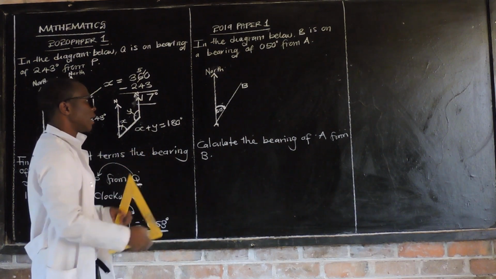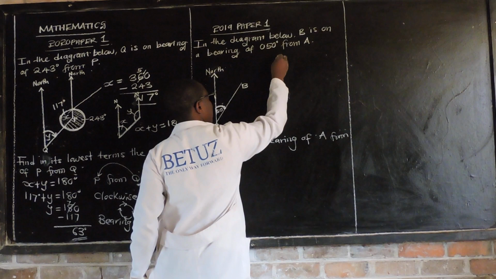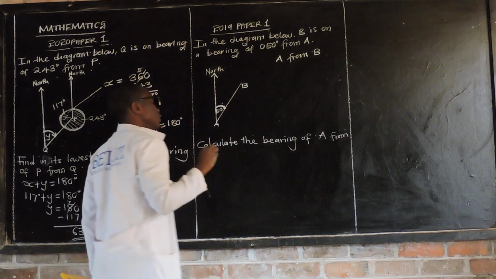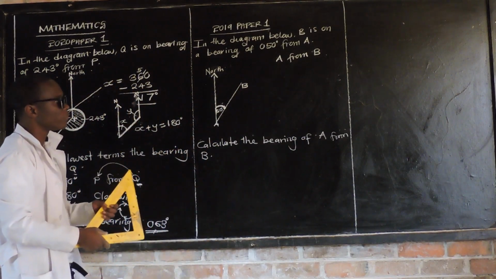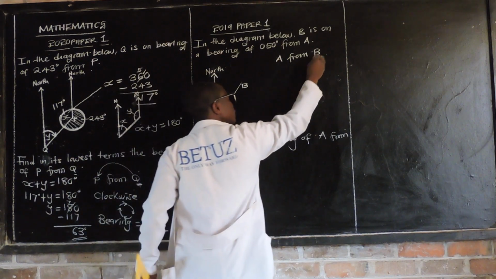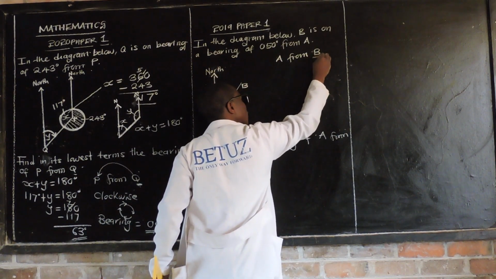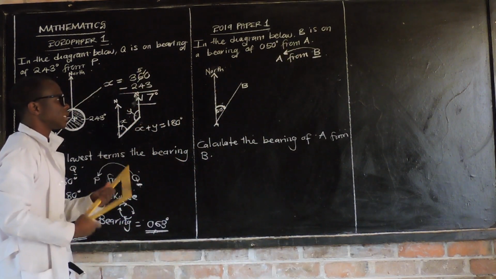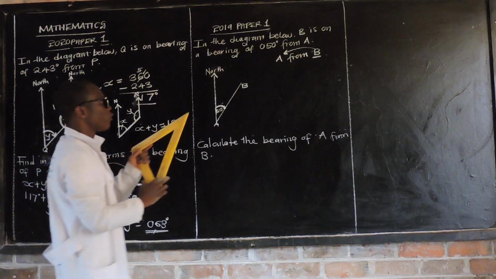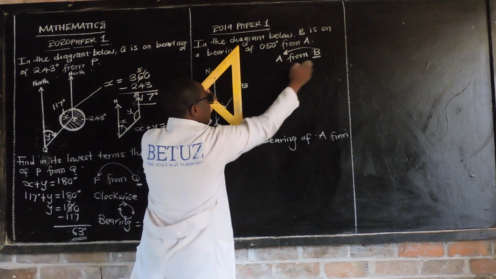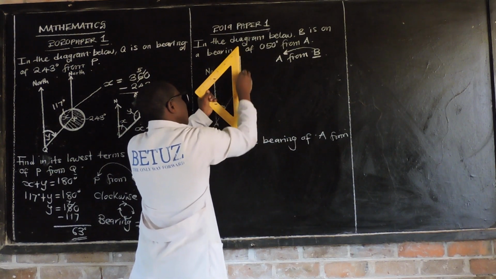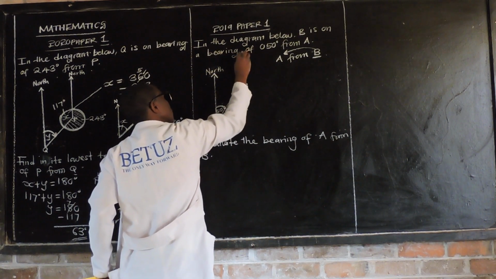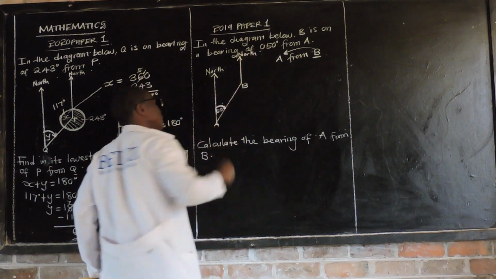Now remember I said, if you have been told to calculate the bearing of, let's say, A from B, you first need to identify where you are starting your movement from. You're starting from point B. You're starting from the north of B, going to A. So we're going to generate a north from point B. This is our imaginary north.